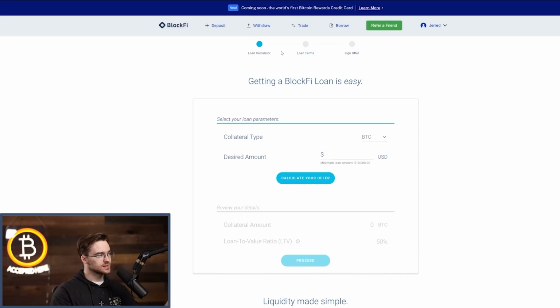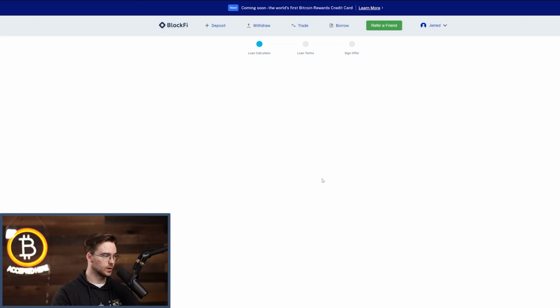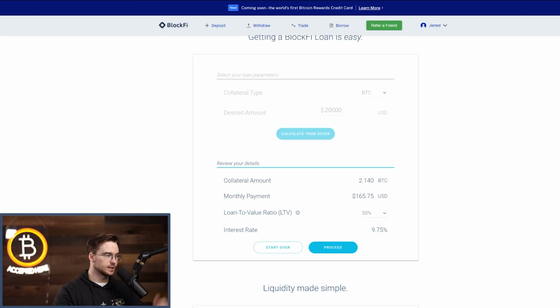As you can see here in their interface, you can go into this tab called Borrow, and it says getting a BlockFi loan is easy. You can select your loan parameters and everything. You can choose your collateral type, let's say Bitcoin. You can enter your desired amount of United States dollars, let's say $20,000, and calculate your offer. So here's the deal. You need 2.14 Bitcoin as your collateral for a $20,000 loan. You'll have a $165.75 monthly payment, and a loan to value ratio, LTV, of 50%, and then you can move forward and get the loan.